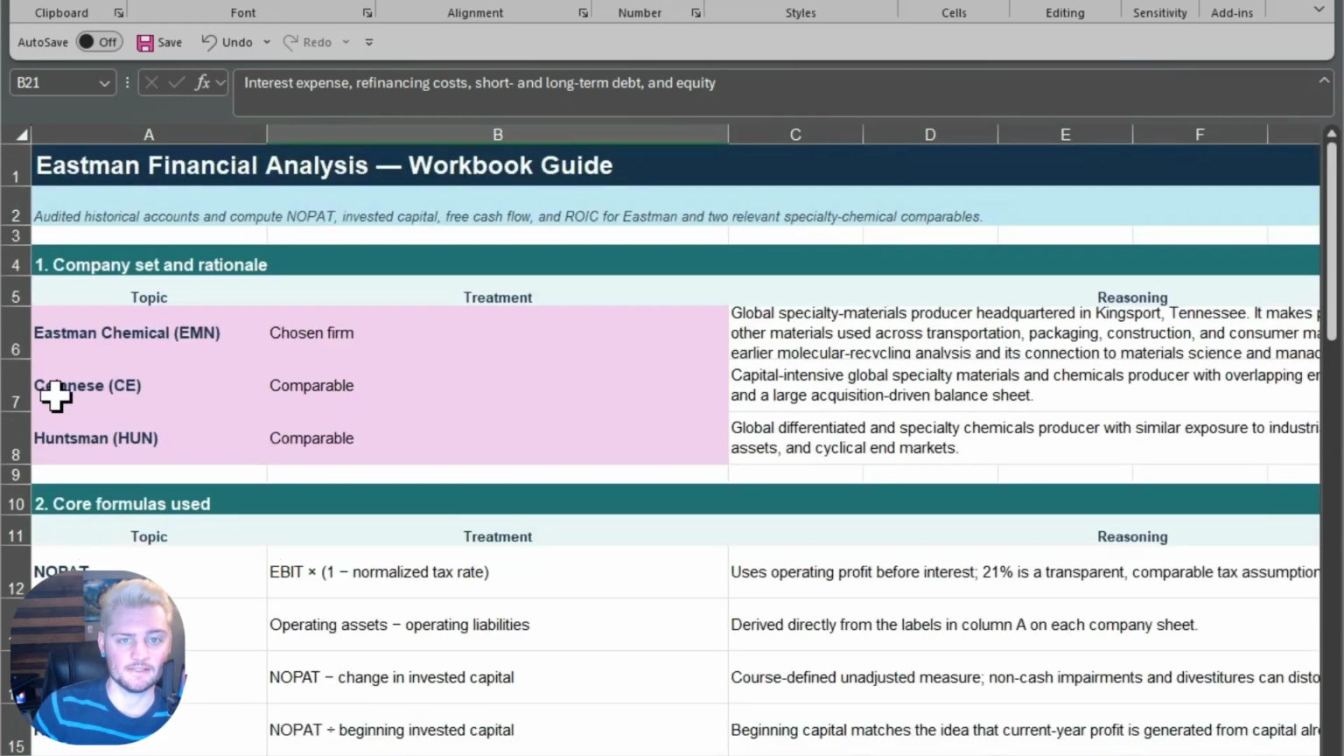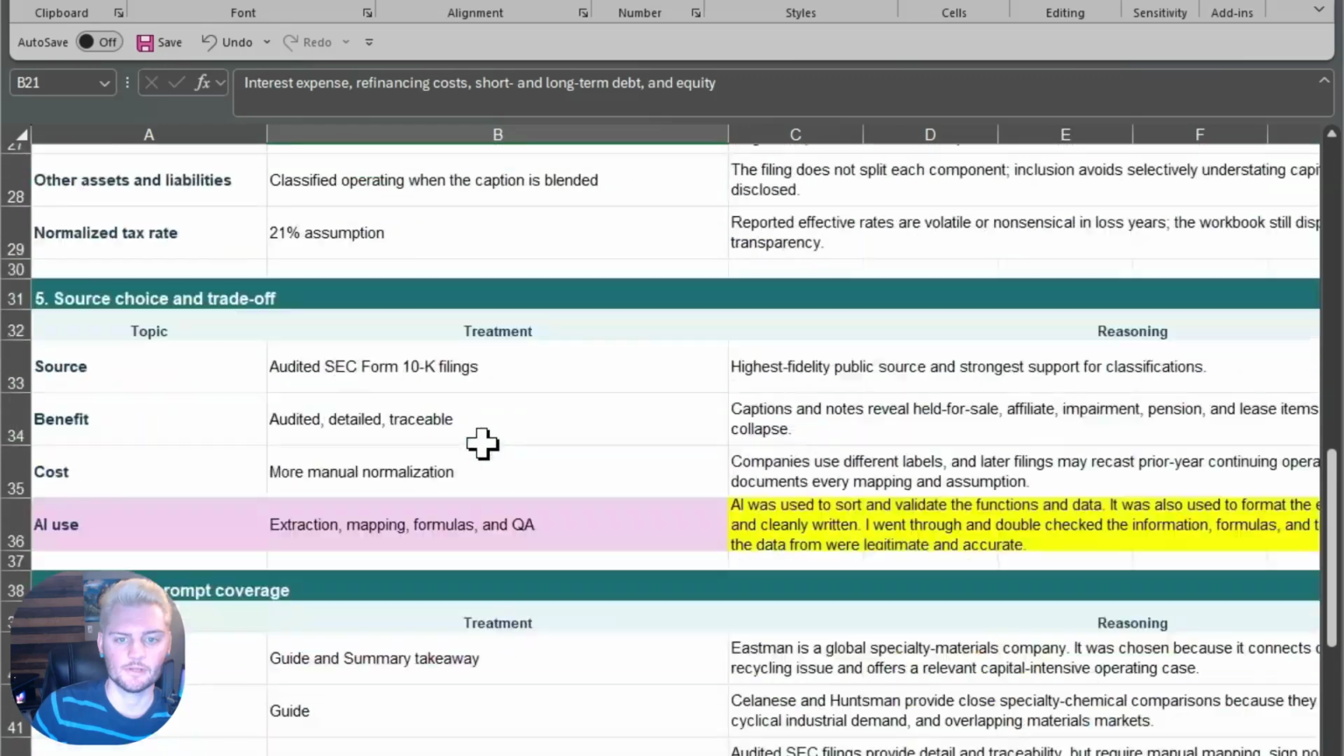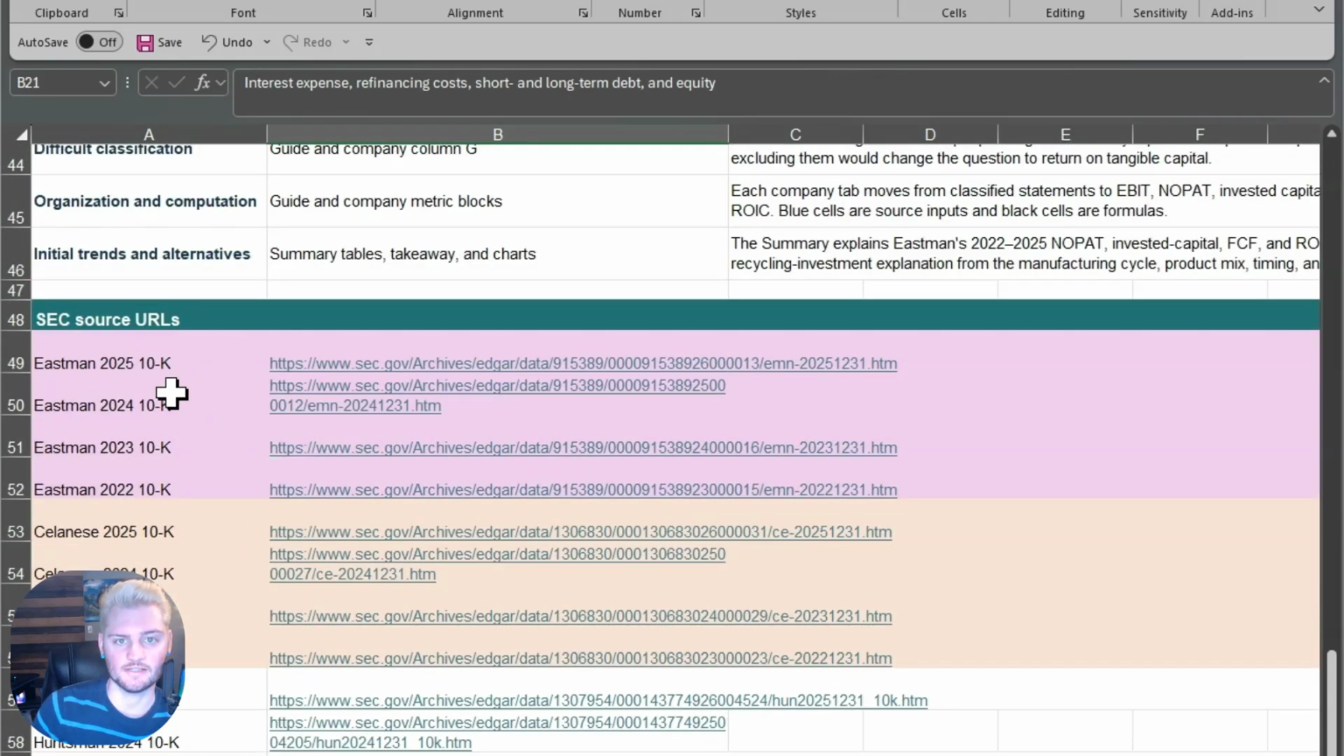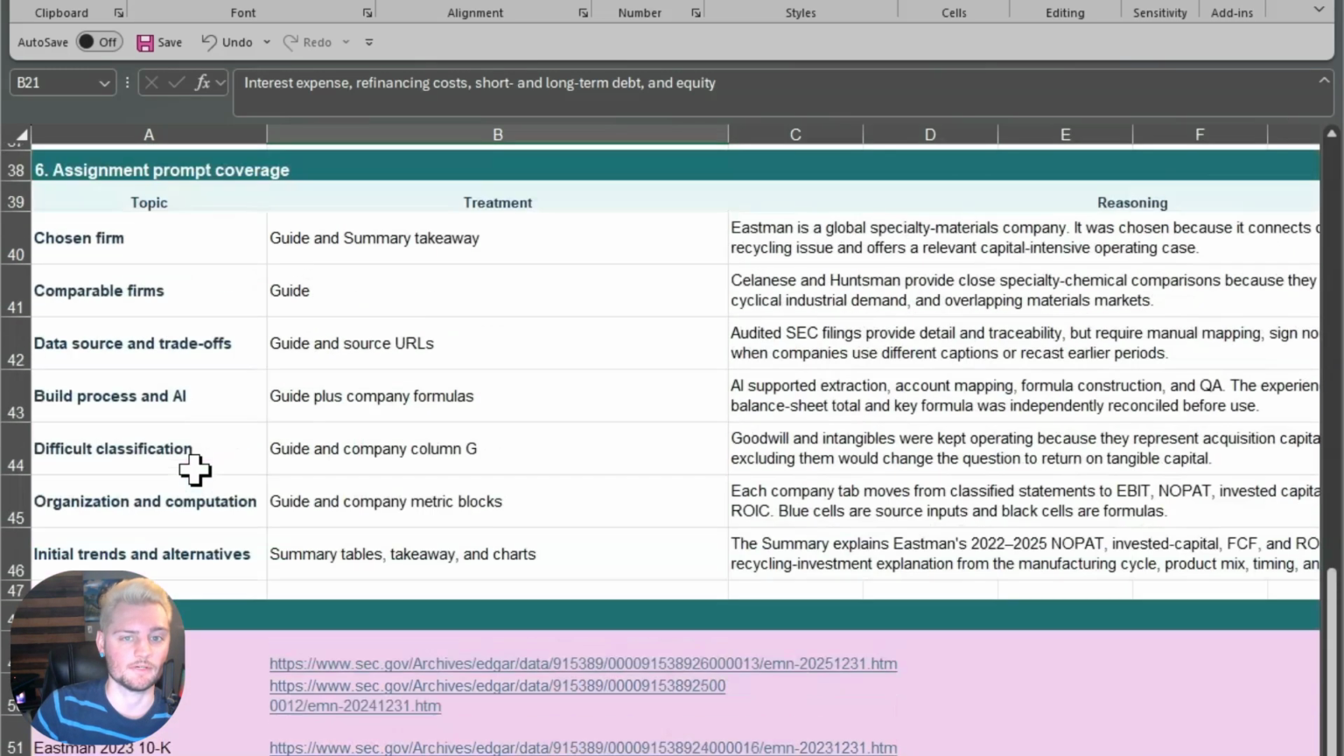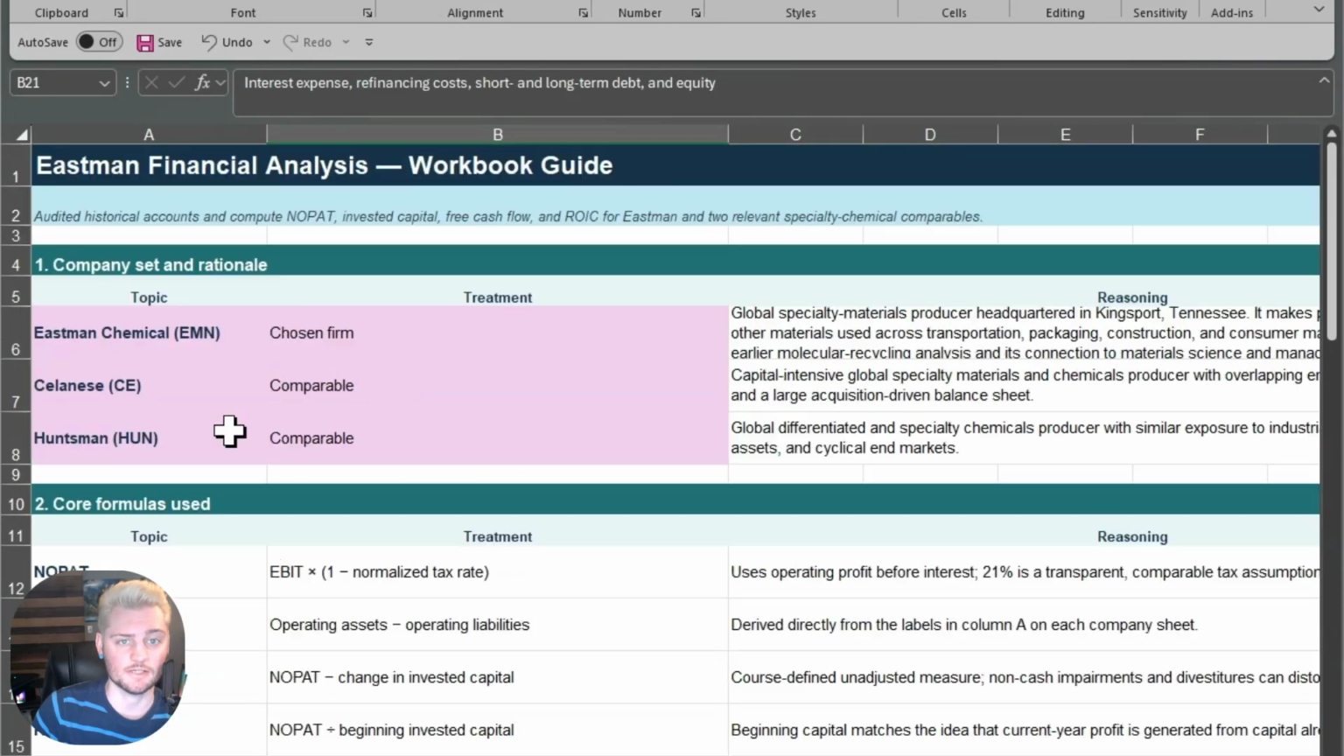Now I'm going to explain my data source and the trade-offs for it. So I listed my data sources, my 10Ks. I did the last 4 years for each company. I audited the SEC's form from the 10K data covering 2022 to 2025. The advantage of this data was that it was detailed, high quality information, and it also included affiliate investments, pension items, leases, and impairments. The trade-off for this data is it took more manual work because the firms use different account names and later filings can be retained from earlier periods. But I still decided that it was valuable because the details make my classifications of non-operating, operating, and financing easy to explain and to track.